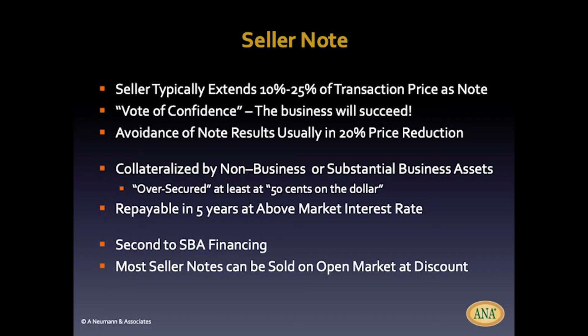We as a company always advise the seller to offer seller financing simply to keep the pool of buyers as large as possible. Not doing so will typically lead to about a 20% reduction in the purchase price. The question here is, how is the note collateralized? We are looking at preferably non-business assets.